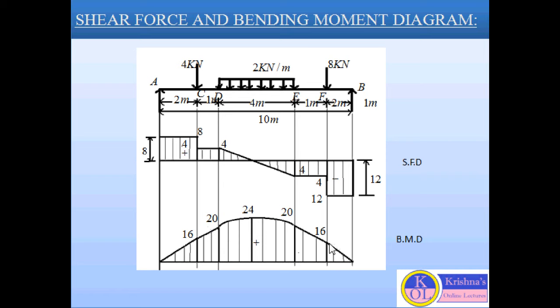Now at point F we got the value of 16 kilonewton meter again, so it is continuously decreasing. So this will be represented by a linearly inclined line. Now at point B the value of bending moment is 0, so from 16 to 0 it will be represented by again a linearly inclined line. So this is our bending moment diagram for this particular case.